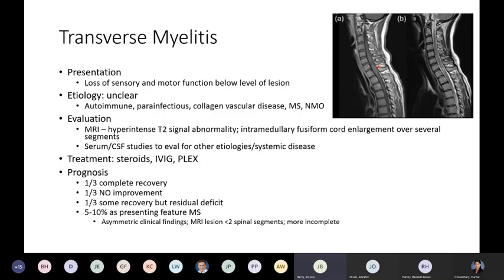Features associated with transverse myelitis that make it more likely to progress to MS would be asymmetrical clinical findings, a shorter segment MRI lesion, so less than 2 spinal segments, and a more incomplete neurologic picture.